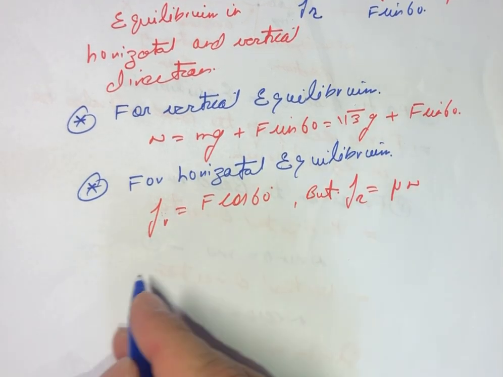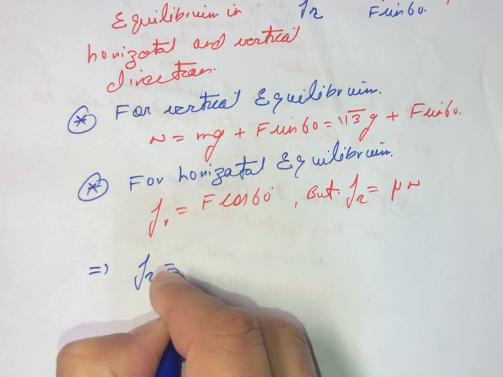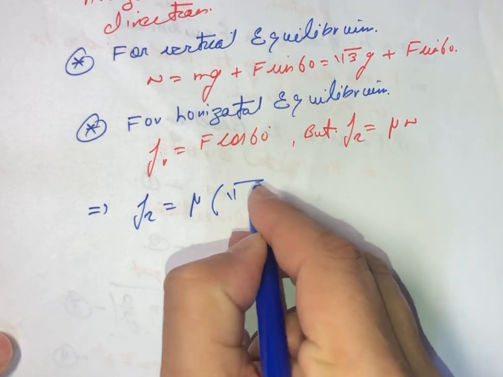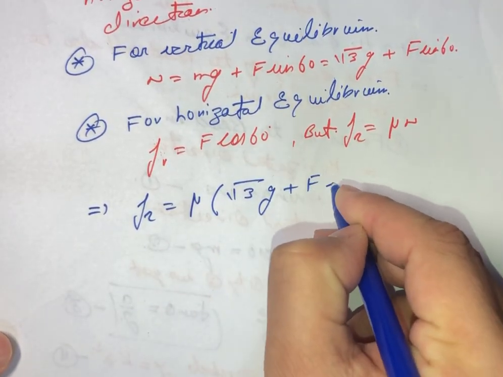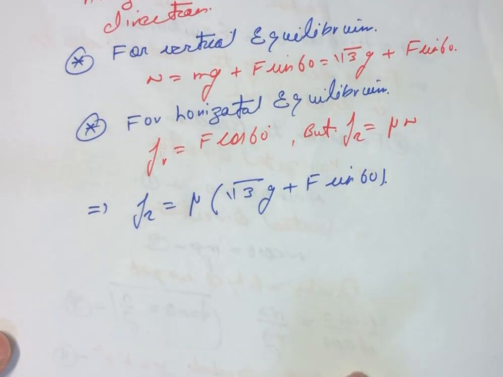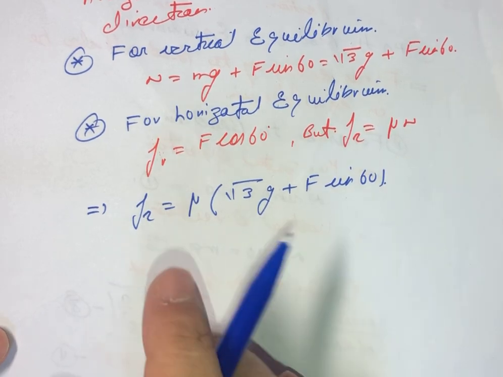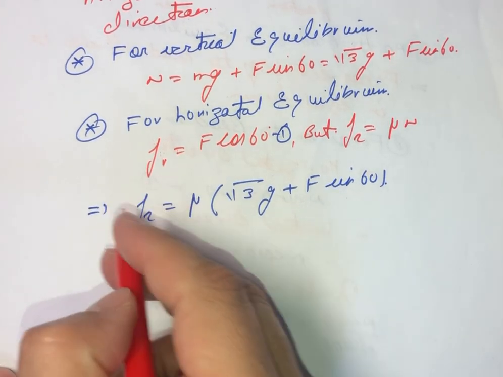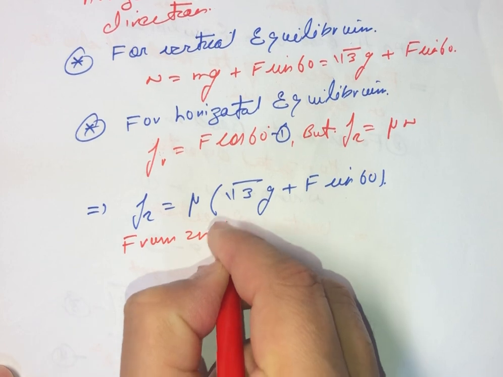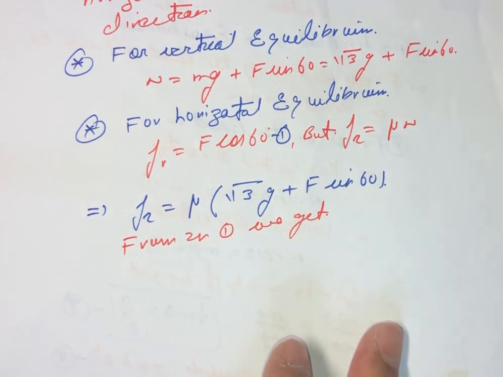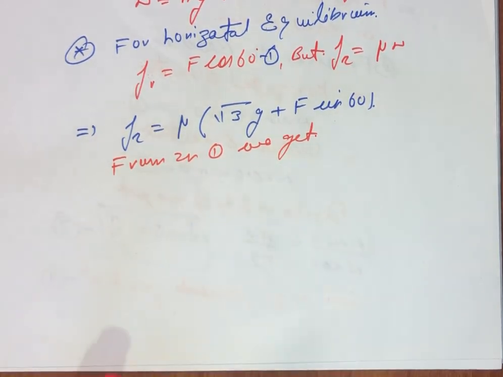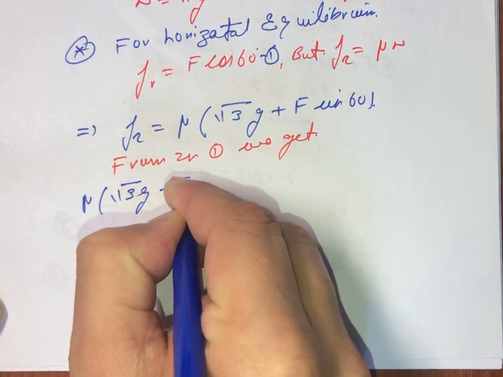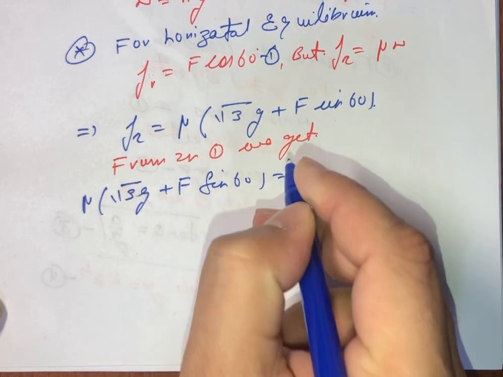Therefore, from here, we can say that Fr will be equal to mu N, with N given as root 3 g plus F sine of 60. Now we are going to use the equation, let us call this equation 1, and substitute the value of Fr. From equation 1 we get mu times root 3 g plus F sine 60 is equal to F cos of 60.